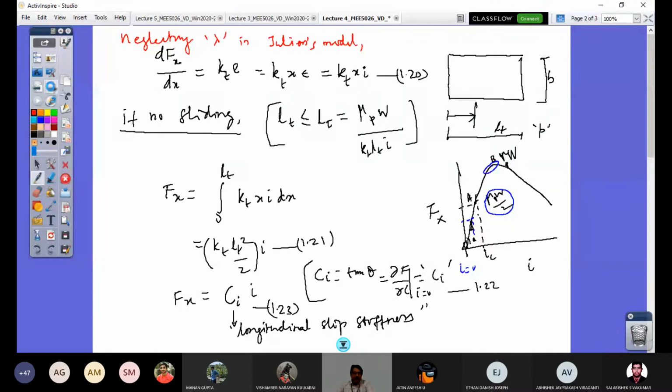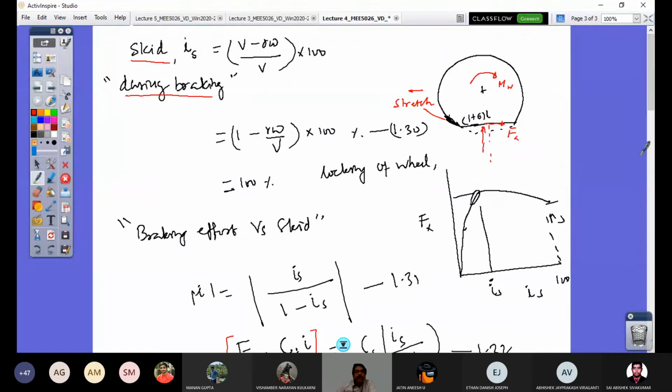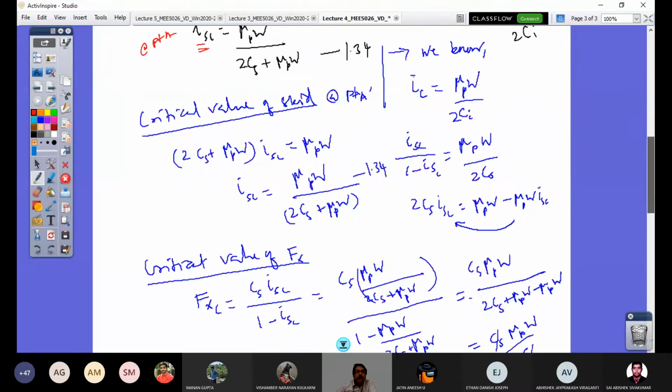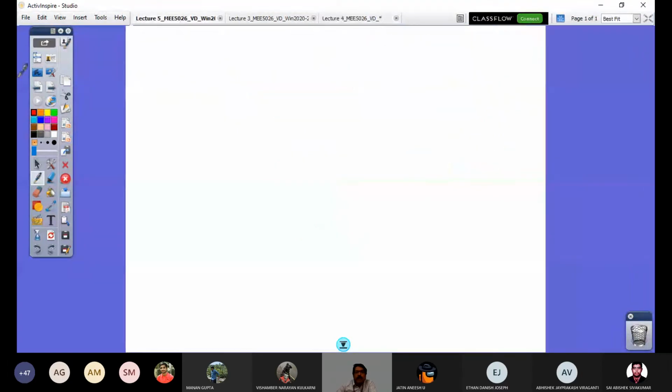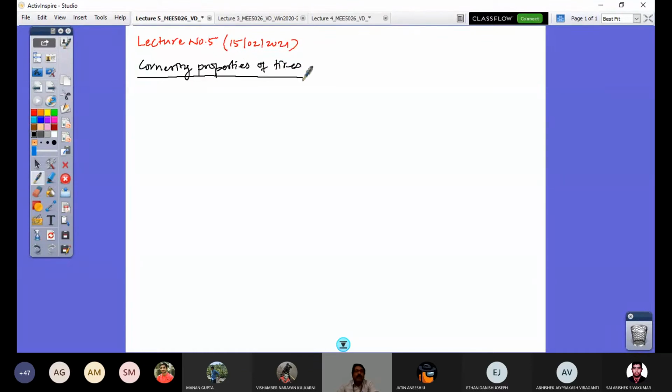topic called cornering properties of tire. So this is lecture number 5. Today it is 15/2/2021. So we're going to look at cornering properties of tires. So what comes to mind when you say cornering properties of tire?